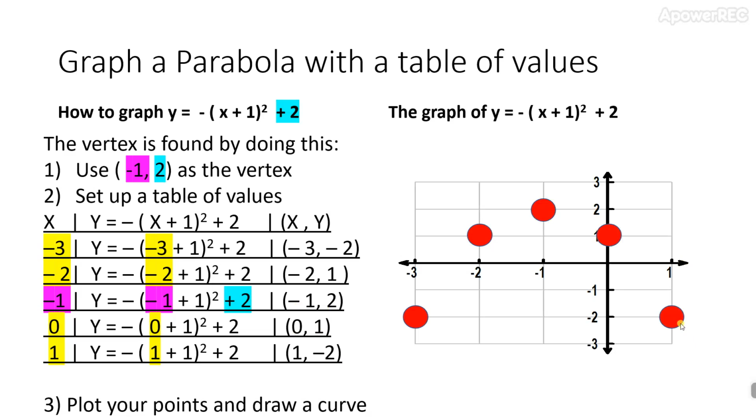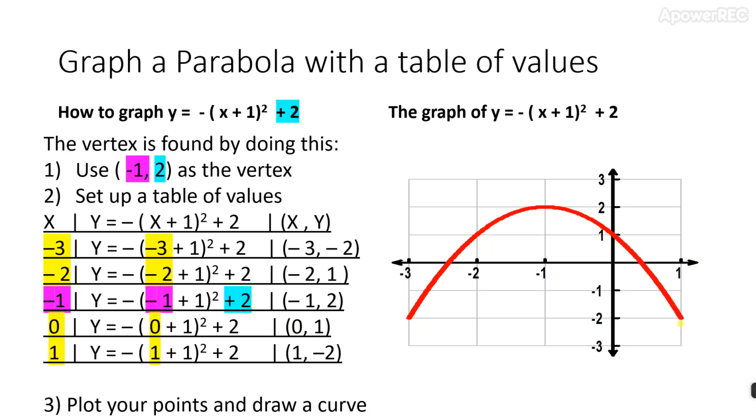And then we draw a curve, like so, and that is how we graph a parabola y equals -1 times (x plus 1) all squared plus 2 using the vertex and a table of values.